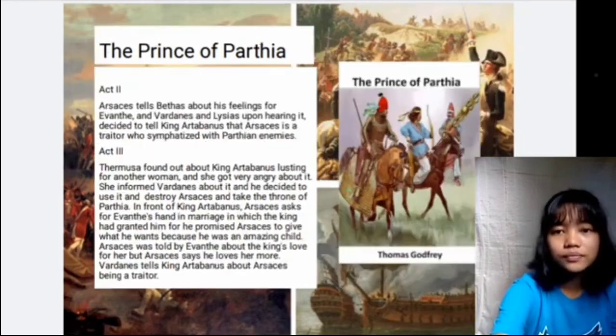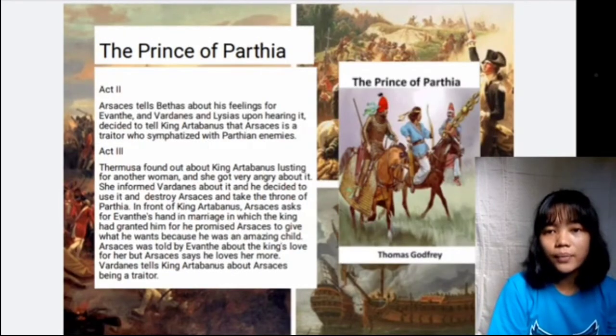In Act 2, Arsaces tells Bethas about his feelings for Ivan, and Vardanes and Lysias, upon hearing it, decide to tell King Artabanus that Arsaces is a traitor who sympathizes with Parthian enemies.